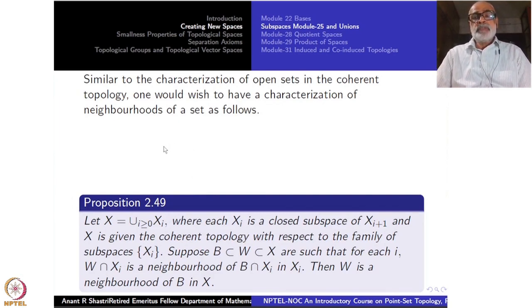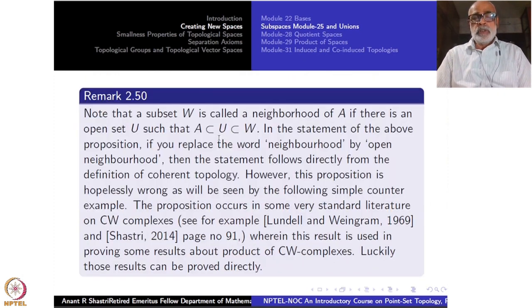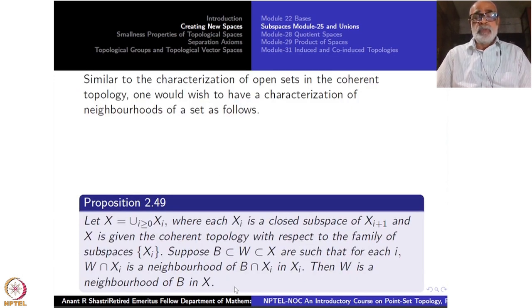So remember, open subsets of a coherent topology have the property that if the intersection of some set with each member of the family is open in that member, then the set itself is open. So, can we have a similar characterization for neighborhoods? That is the question. Put in a straightforward way, let us look at this proposition here, which later on we will show is a wrong proposition. This actually has no basis, except that we think that open subsets have such a nice characterization, so why not neighborhoods?